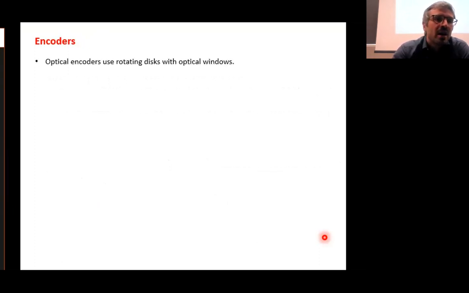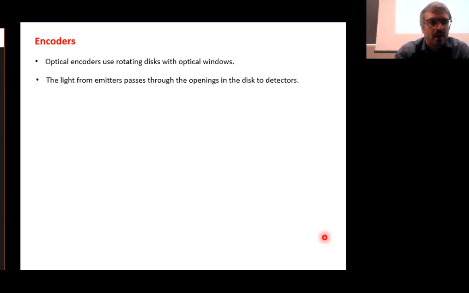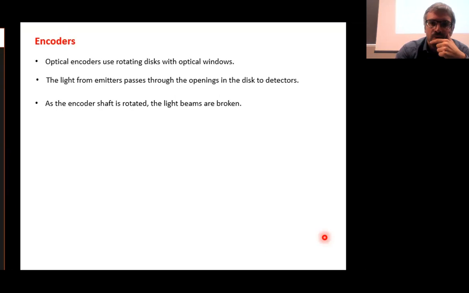In terms of the encoders, we have optical encoders. They're called optical encoders. And they use rotating disks with some little holes, little windows in this disk. There is an emitter that is normally an LED or some light emitter that creates a beam that passes through the openings in the disk and is detected by a photoresistive component.